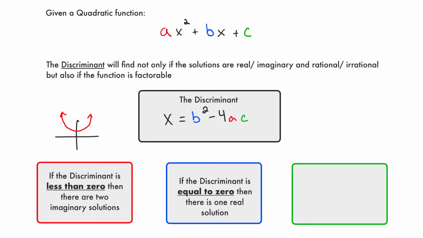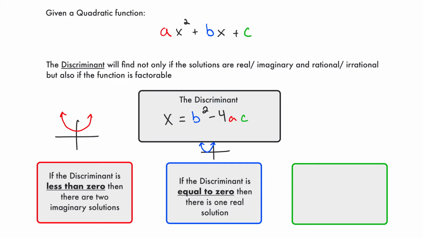Next, if the discriminant is equal to 0, then there's going to be one real solution. That, if you graphed it, would be a quadratic that hits the x-axis at exactly one location. It basically hits the x-axis and bounces off. So if the discriminant is equal to 0, which is really rare, but it does happen, then if you graph that quadratic, it's going to hit the x-axis at exactly one location.